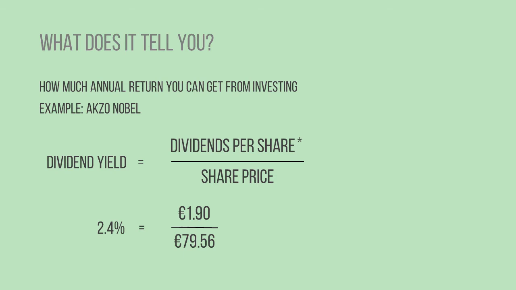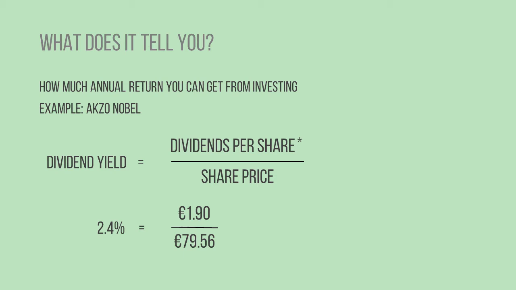AkzoNobel is a Dutch specialty chemicals company, and they, in the last 12 months, paid a dividend to each shareholder of €1.90 per share. So if you owned one share, you received €1.90 in cash. And the share price at the moment is €79.56. So that is producing a yield of 2.4%.